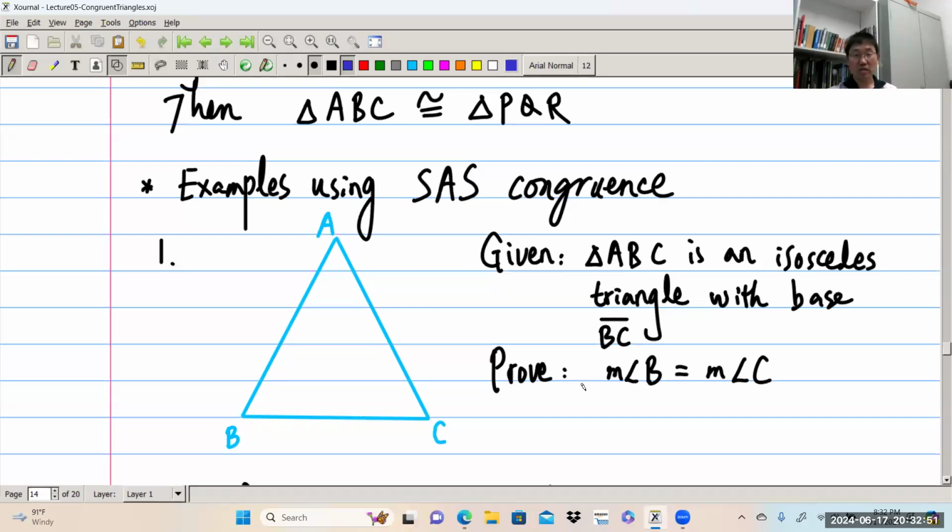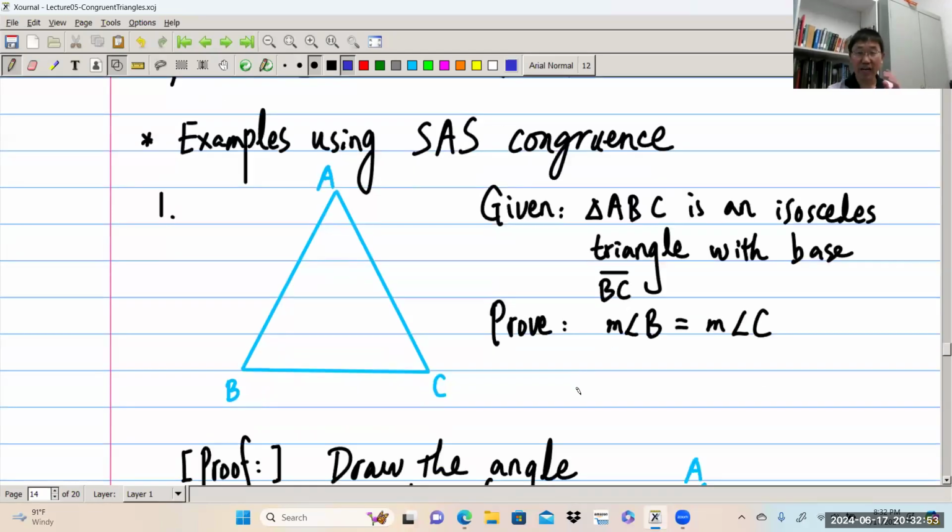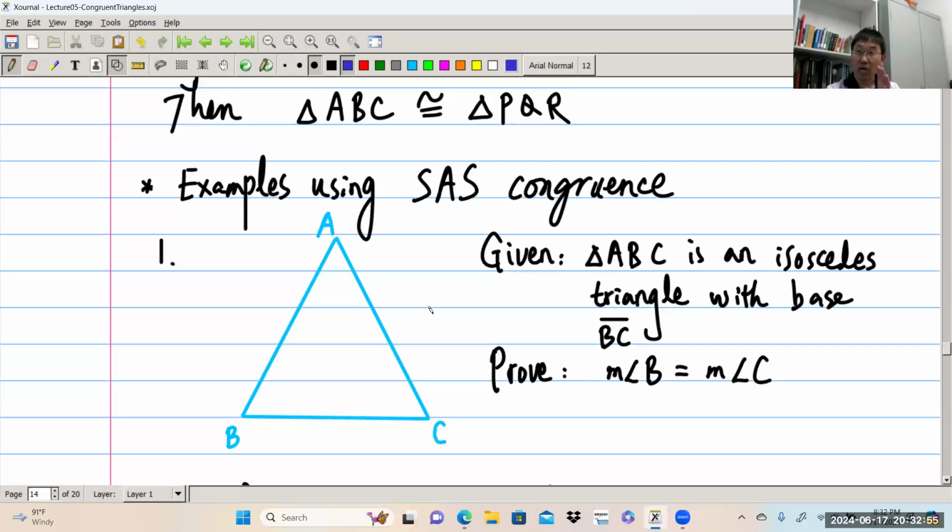Now, how to use this congruence postulate? So this time, I want to do this problem again. I have an isosceles triangle with base BC. I want to prove that the two base angles, angle B and angle C, are congruent. This time, I want you to use the SAS congruence postulate. Can you do that?